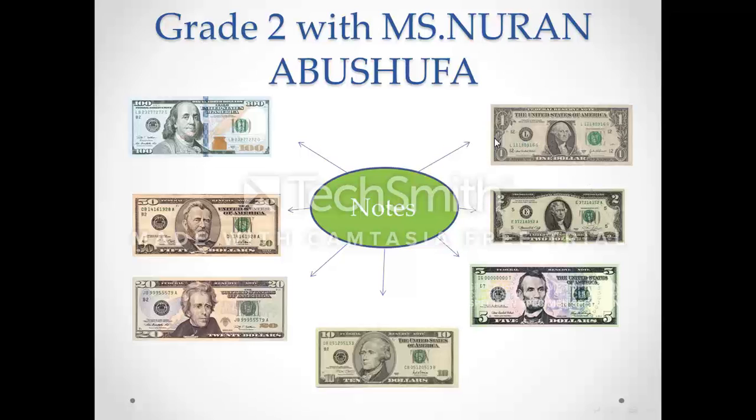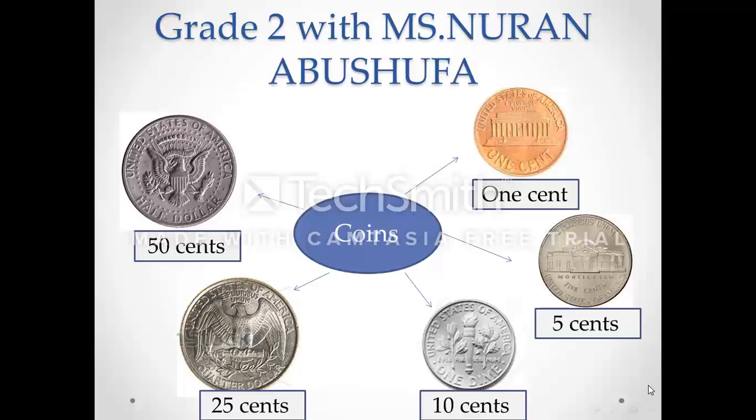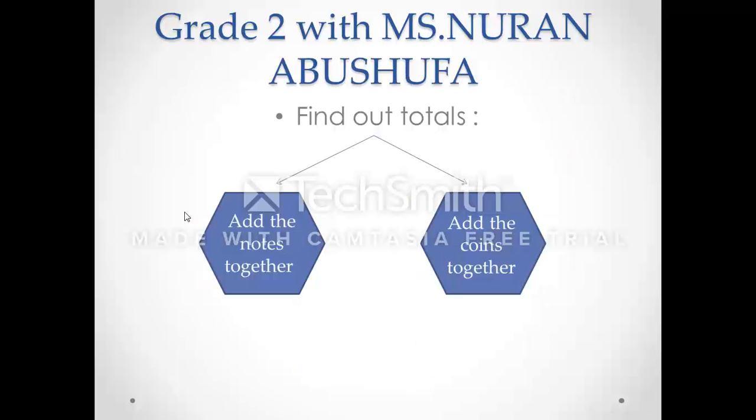Notes. This is the dollars. We have $1 note, $2 note, $5 note, $10 note, $20 note, $50 note, and $100 note. As coins, we have the cents: 1 cent, 5 cents, 10 cents, 25 cents, and 50 cents. Why do we use these coins and notes? We use them to buy things from any shop we want.